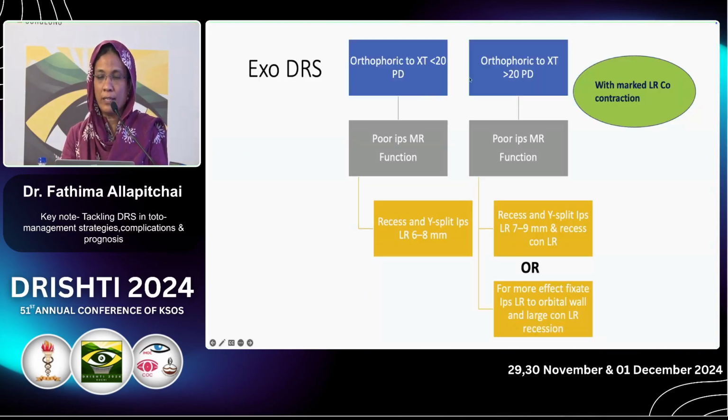And coming to exo-DRS, it will invariably be associated with lateral rectus co-contraction, because the eye is in exo and LR is working. So for orthotropia to less than 20 prism diopter exotropia, we can definitely go for Y split and recession of the ipsilateral muscle alone. If the exotropia is more than 20 prism diopter, we can go for bilateral lateral rectus recession with Y split of the Duane's eye. Otherwise, even here we can go for periosteal fixation and vertical muscle transposition to improve abduction.